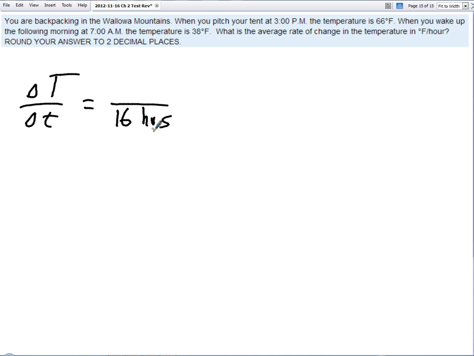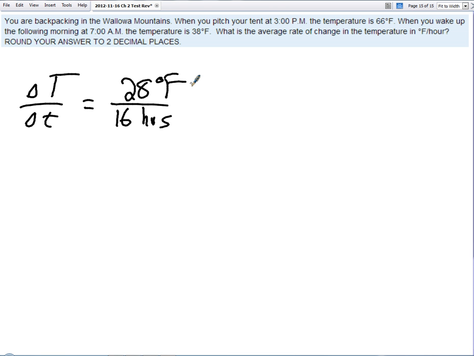Here's the issue that people have trouble with on this. If the temperature is starting out at 66 and ending up at 38, people look at that and they tend to think, oh, well, the change in temperature is going to be 66 minus 38, which is 28, right? 28 degrees Fahrenheit, but that's not right. What should it be? Should be negative because it's starting at a value of 66 and ending up at a value of 38, so it actually changed in a negative way, it decreased, right?